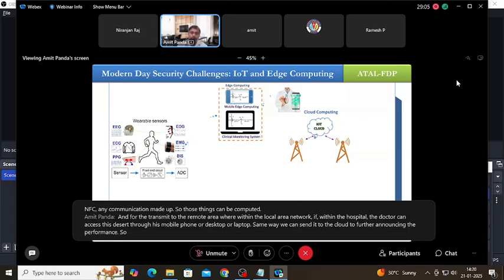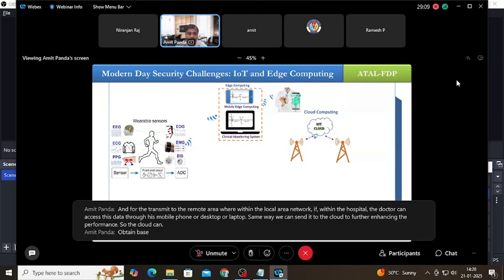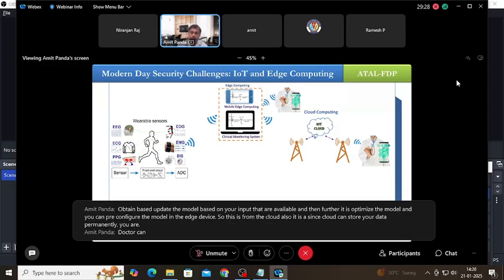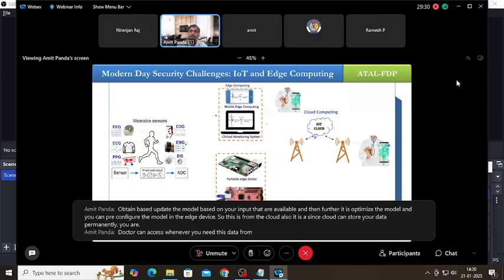So the cloud can update the model based on the input data available, and then further optimize the model, and we can reconfigure the model in the edge device. So this is from the cloud also. Since the cloud can store your data permanently, you or a doctor can access this data from the cloud whenever you need it. So there is cloud computing also happening in the cloud.